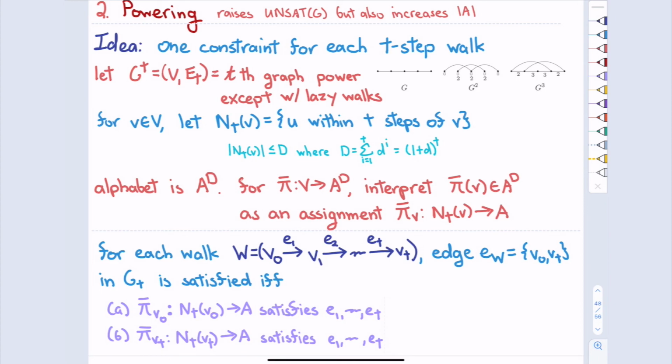So I want to check that. I'm thinking of pi bar as the original, and I'll put a bar whenever it's the big labeling over in the power graph. So this is the labeling that v0 induces on its neighborhood. I want to make sure that satisfies all the edges, and the same with the local labeling from vT. But there's one more thing we should check. They should also agree on the values of v. They shouldn't be allowed to satisfy v1 through vT in different ways. So the other rule is that they have to agree on their overlap.